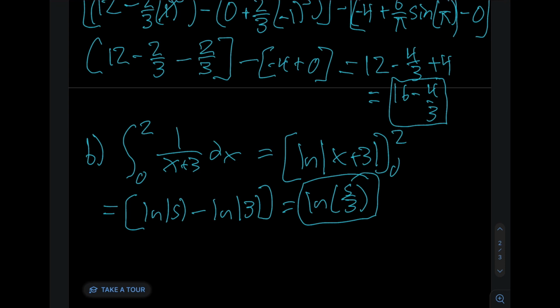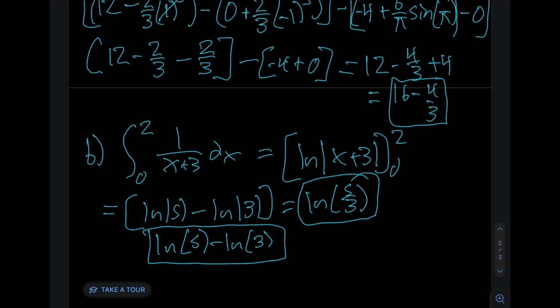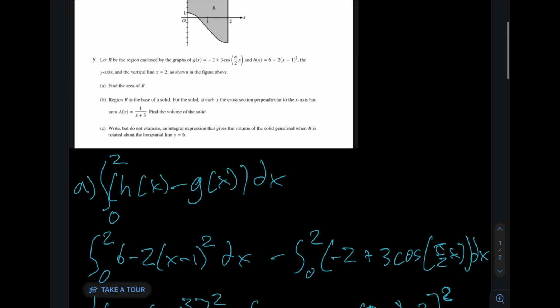The College Board does want you to not leave absolute values in, so if you do want to just leave it like this, you'd have to leave it with parentheses. At least that's what I've been told, is you could leave it like this with parentheses, or you could combine it. Either of those methods work just fine.